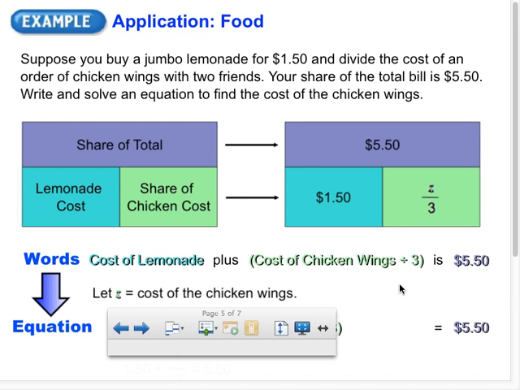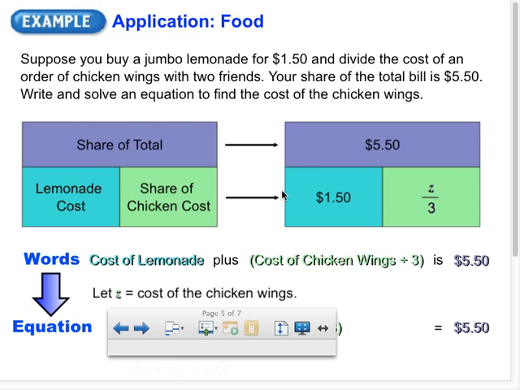Okay, so you're going to split the cost of the chicken wings with your 2 friends. So in order to do that, you divide by 3, and you're going to pay 1/3 of the cost of the chicken wings. Does that make sense? Okay, so here it is. The lemonade cost $1.50. Your share of the chicken wings was 1/3. So if you take however much the chicken wings cost, let's say a bucket of chicken wings, and you divide by 3, that's how much you paid for your portion.